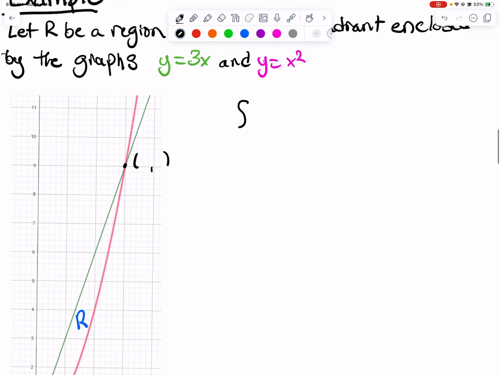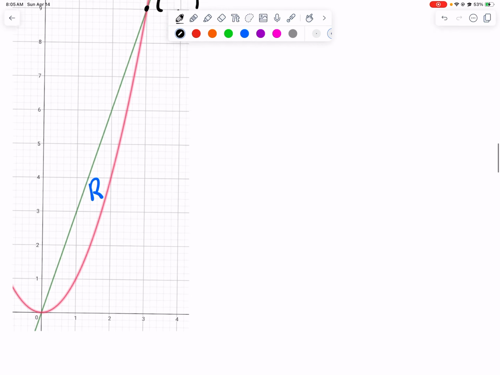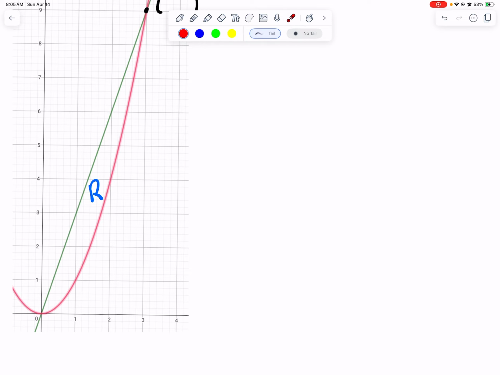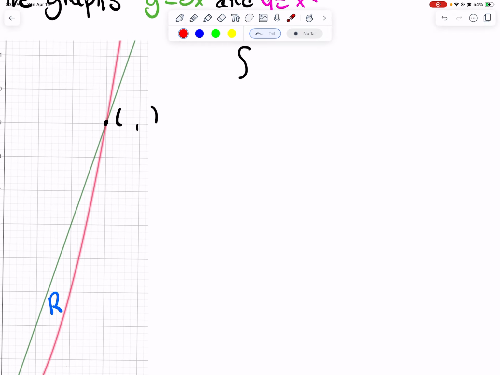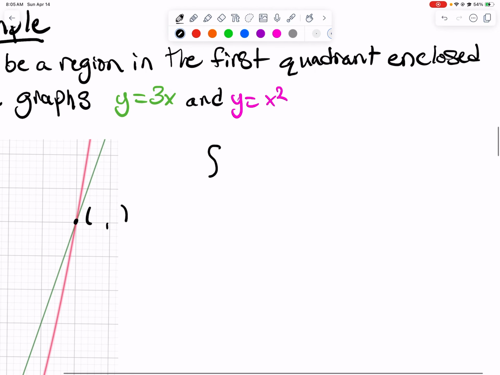Next, I'm going to see which function is on top of my area. So my region's here. If I look on top, top being up, I can see that the green line is on top of the reddish pink line. So I know that I have to do the top minus the bottom. So the top function is actually going to be our green function there, 3x. The bottom function is going to be our x squared. And that's both our functions.